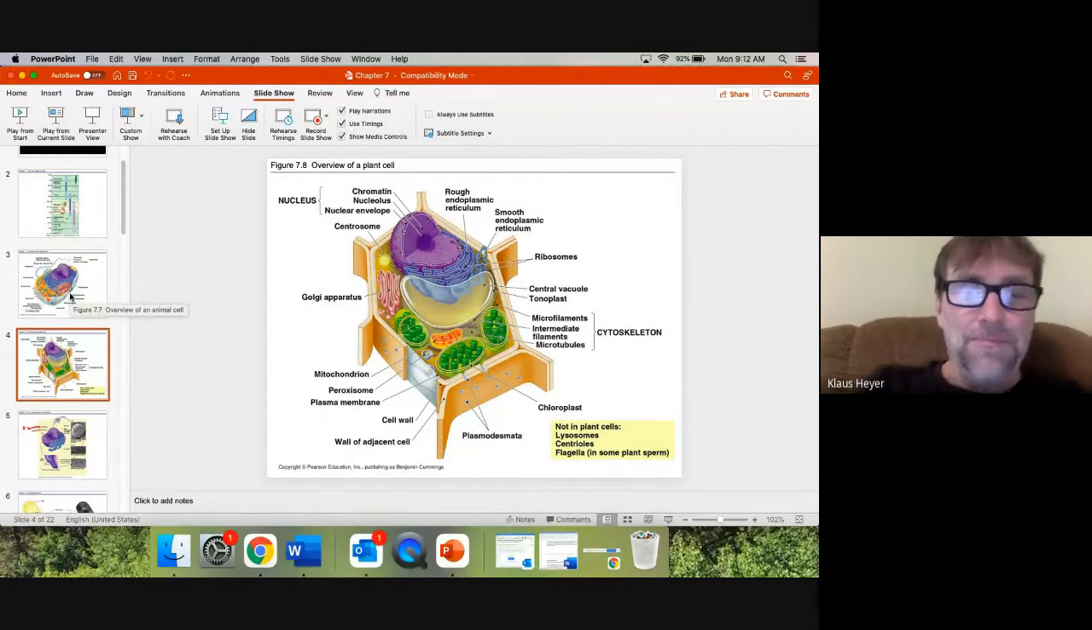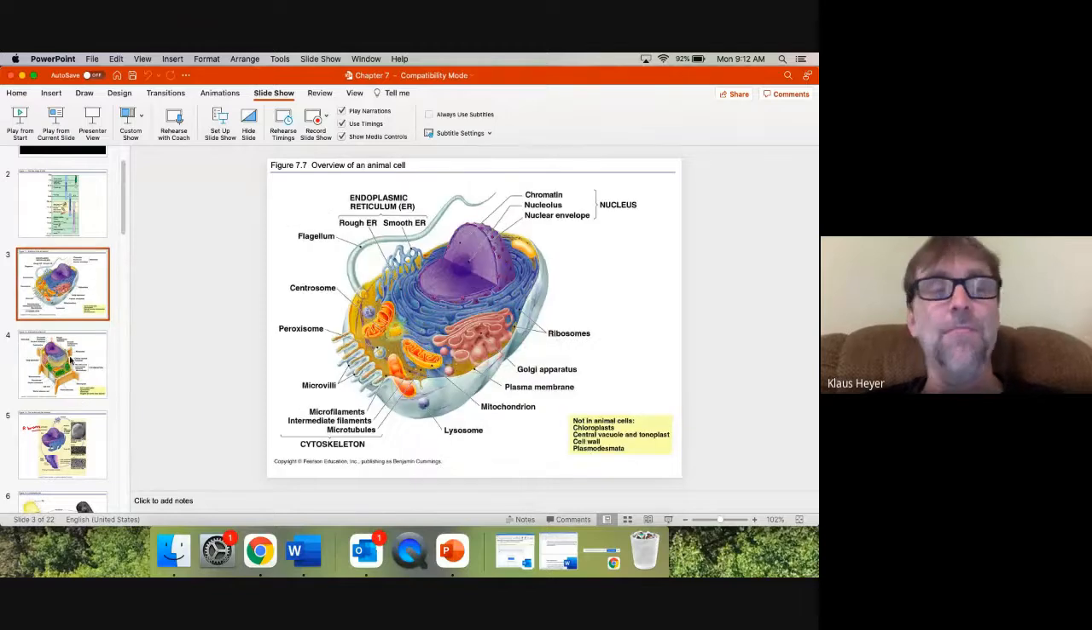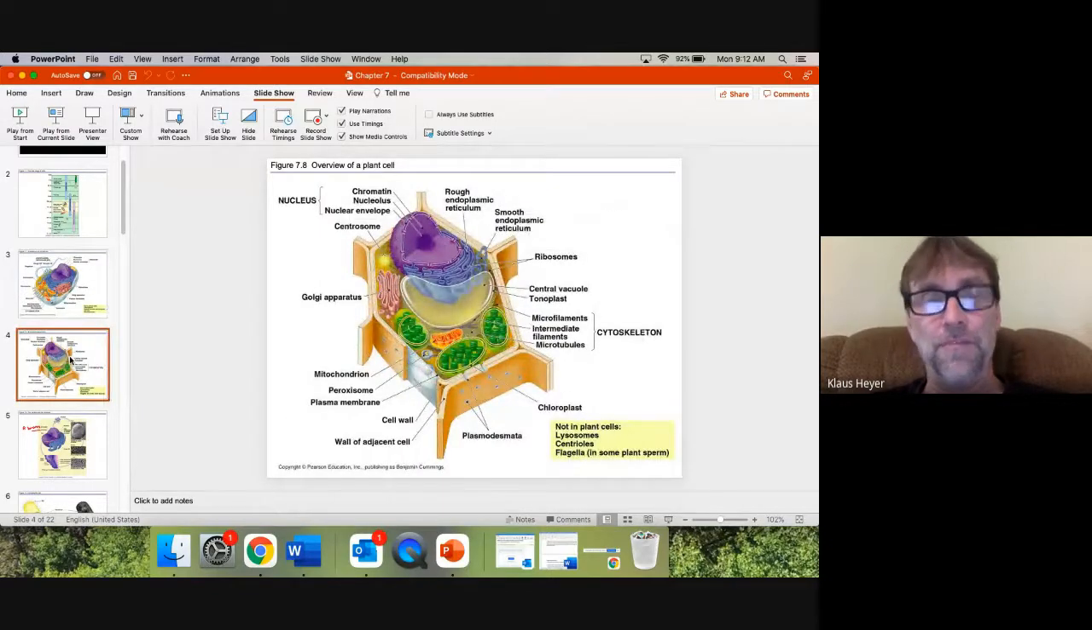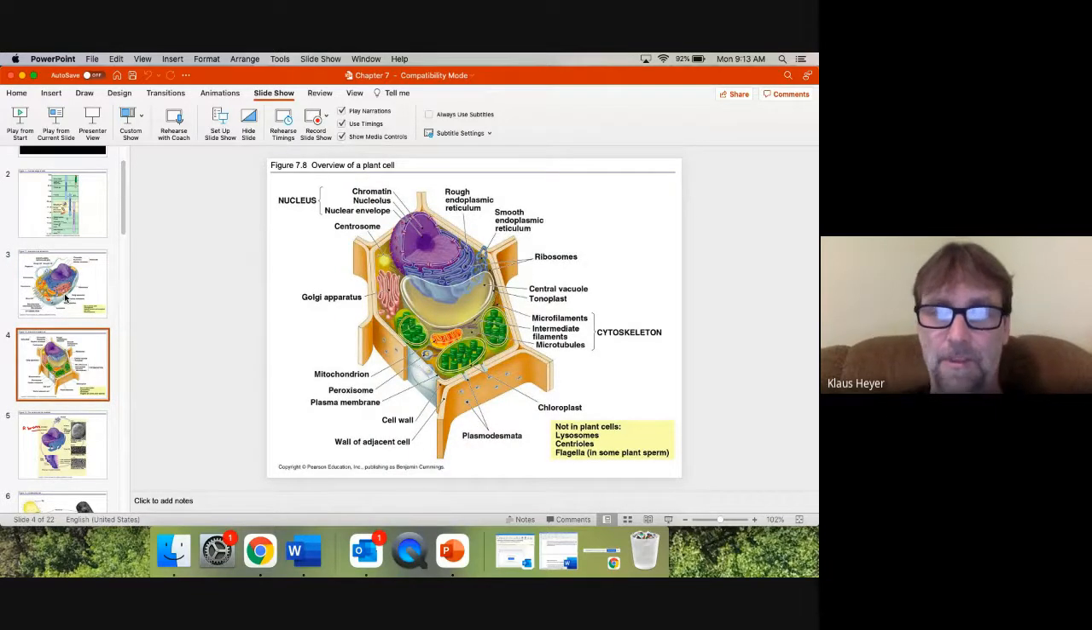This is a plant cell. I know you're all rolling your eyes. Fine, I'm rolling my eyes at you. This is a plant cell. So animal cell, plant cell. You can already see some different things, right? Look at all that green stuff in there. But look at the wall, right? No cell wall, cell wall. No cell wall, cell wall. Cell wall, cell wall. So, cell wall, that's something different.